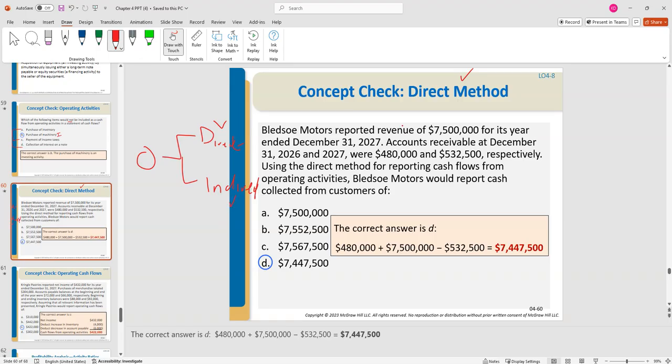So we have a company that reported revenues of 7.5 for its year, so that must have been sales from our customers. Accounts receivable from 2026 to 2027 were 480 to 532. And using the direct method, how would we report cash flows here? Well, it would be the 480 plus the 75 minus the 532, so we're looking at 7,447,500.